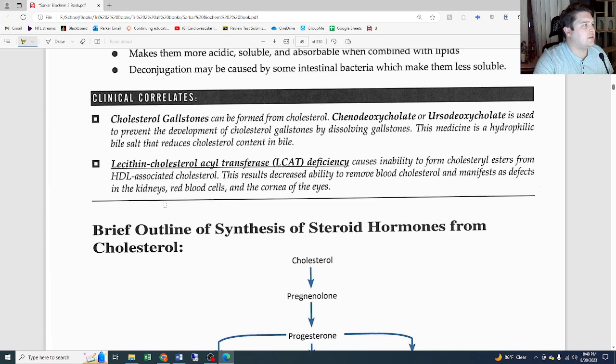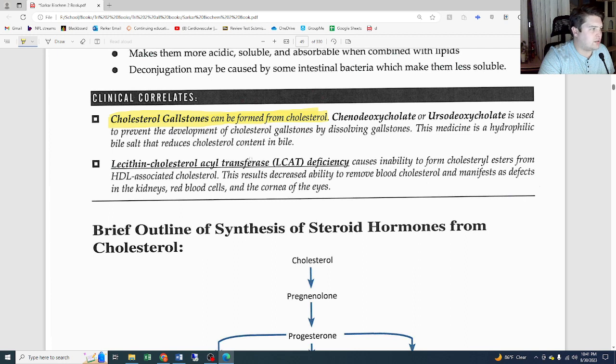Some clinical correlates. Cholesterol gallstones can be formed from cholesterol. This is why some individuals, if you're doing the keto diet or a really high protein diet for a long period of time, can get gallstones, as well as kidney stones. Chenodeoxycholate or ursodeoxycholate is used to prevent the development of cholesterol gallstones by dissolving gallstones. This medicine is a hydrophilic bile salt that reduces cholesterol content in bile.